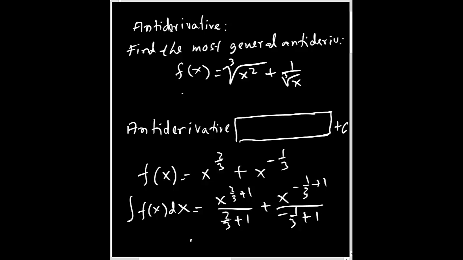Now if you are good at simplifying fractions, then you can do it faster. So 2/3 plus 1 will give you 5/3, and it is in the denominator, so this will become 3 over 5, x to the 5 over 3. This other one will give you 2/3, so it will be 3 over 2, x to the 2 over 3. You put this answer here: 3 over 5 x to the 5 over 3 plus 3 over 2 x to the 2/3, and you are done.